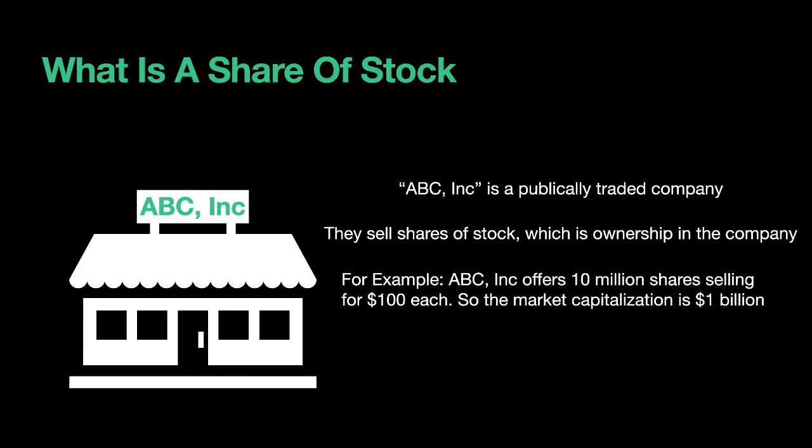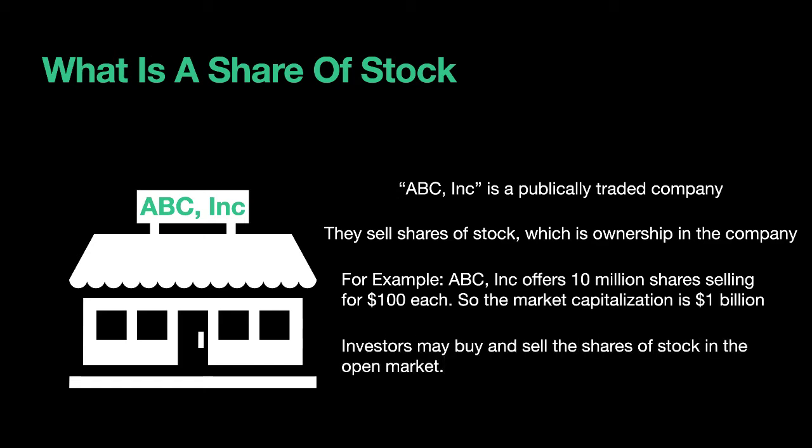Now, let's take this example and say that ABC Inc. wants to sell 10 million shares at $100 each. So they could put these shares on the open market and initially sell them for $100 a piece. So their market capitalization is going to be 10 million shares times the $100 each. So that's $1 billion. So for investors, they're able to trade these shares of stock in the open market.